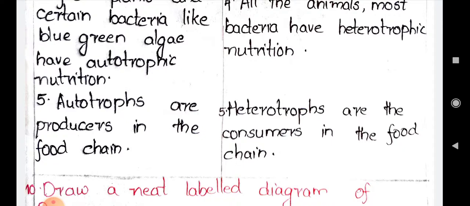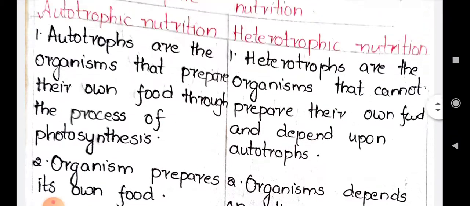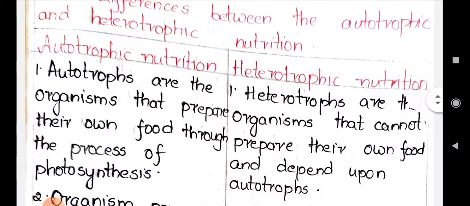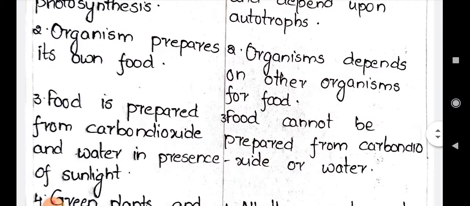The fifth point of the heterotrophs is that heterotrophs are the consumers. Among the consumers, we have primary consumers, secondary consumers and tertiary consumers. The herbivores are called primary consumers, and the carnivores are called secondary consumers. Among the carnivores we have primary carnivores and secondary carnivores, and the secondary carnivores come under the tertiary consumers. So like that we have different points of autotrophic nutrition and heterotrophic nutrition. If you want, you can write it clearly by observing the video.